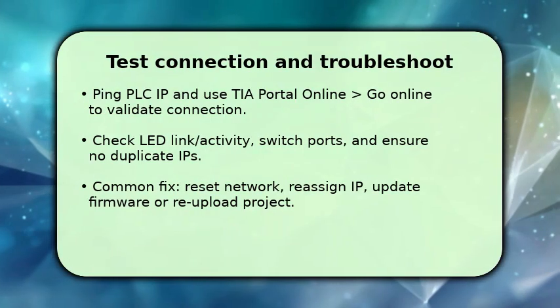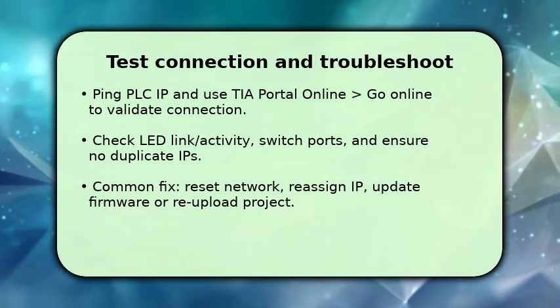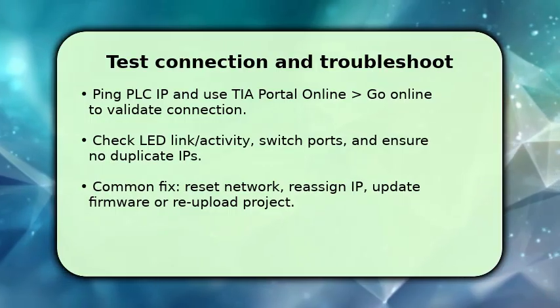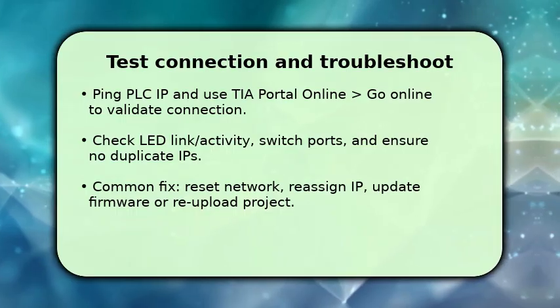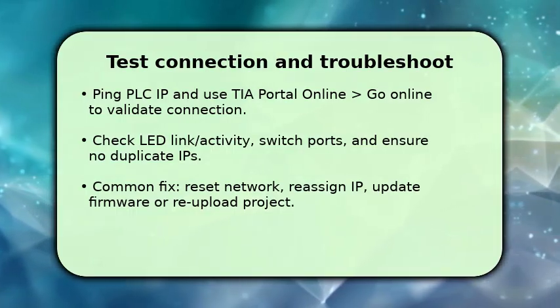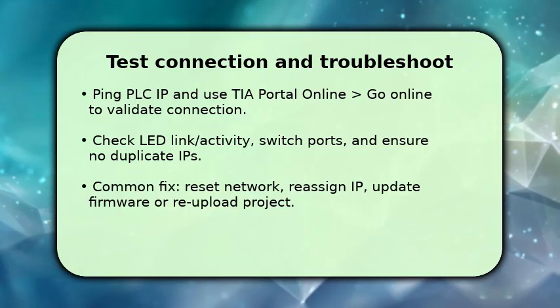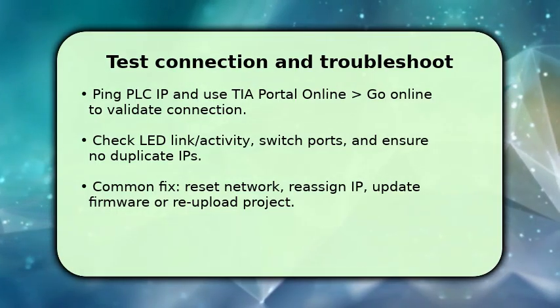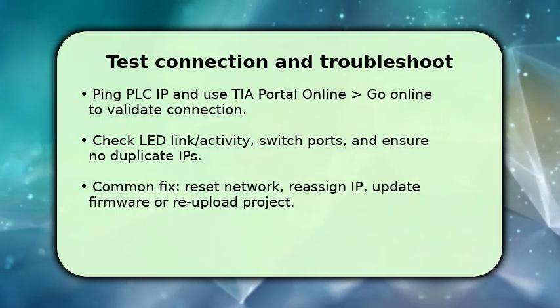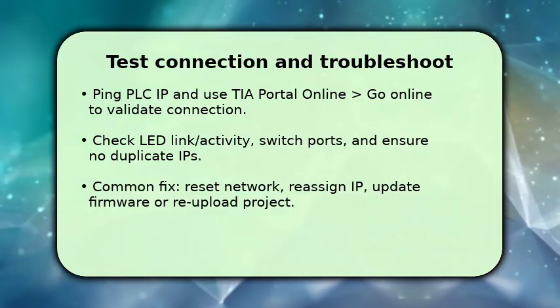To finish, validate the link. Ping the PLC IP and in TIA Portal select Online, Go Online, to confirm communication and block/table visibility. If it fails, inspect physical LEDs on the PLC and switch for link and activity. Subtle cable faults show here. Also verify there are no duplicate IPs on the subnet because that causes intermittent loss.